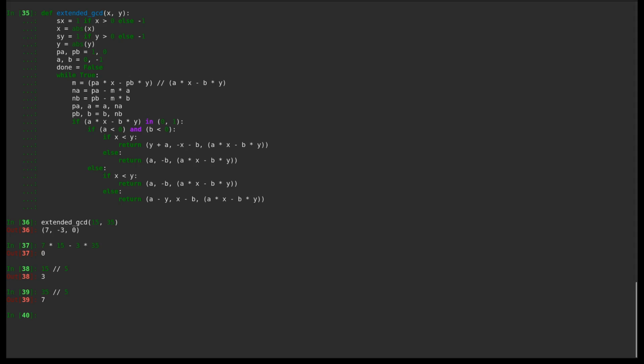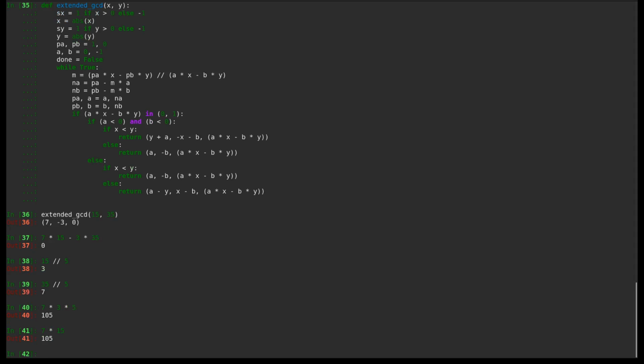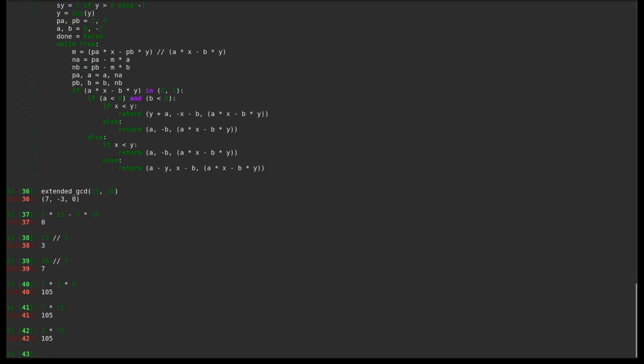So both sides end up being 7 times 3 times 5, which is 105. And so 7 times 15 is 105, 3 times 35 is 105. So there we go. But let's try using this for something where we get something slightly more interesting out.